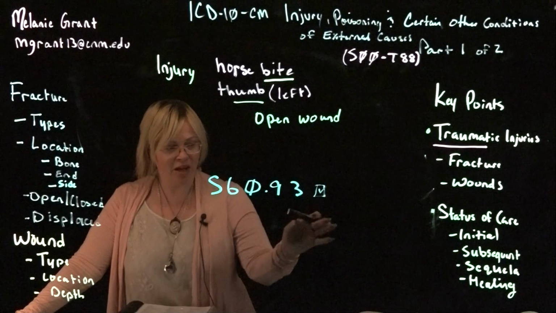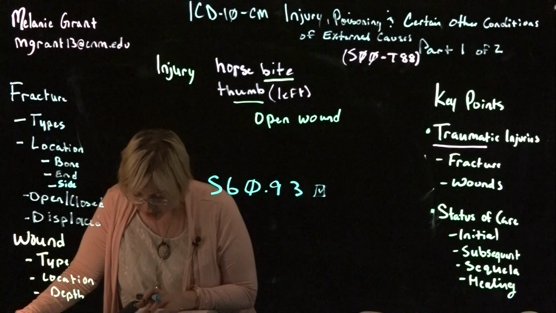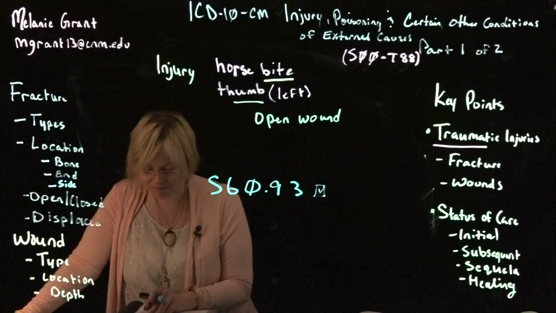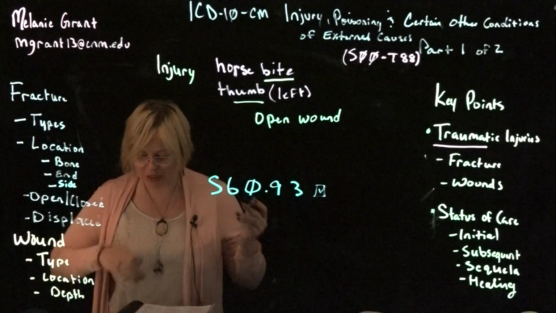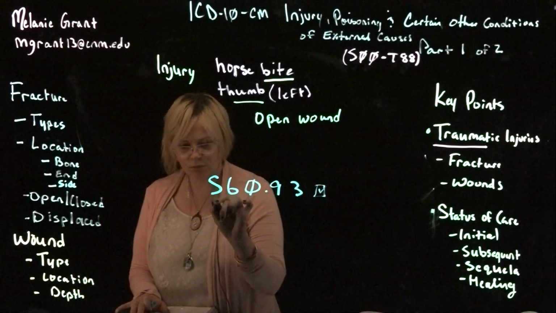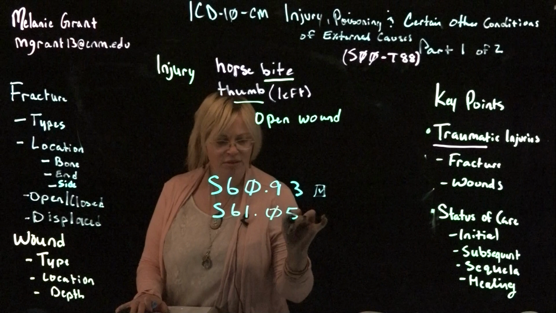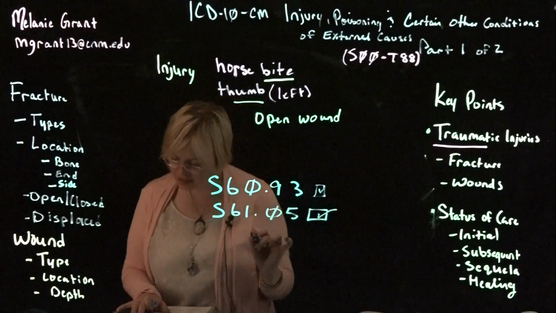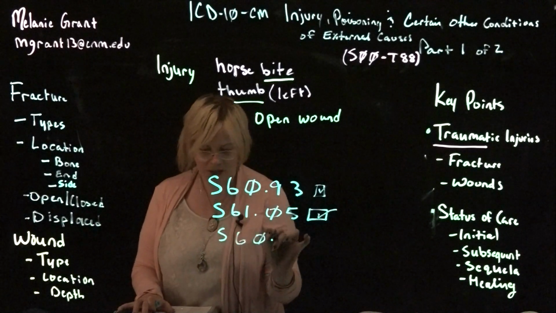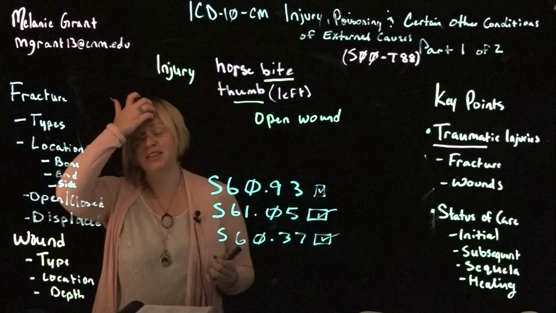S61.05 check mark, or bite thumb with, and it gives me damage to the nail. It gives me bite thumb superficial, not elsewhere classified, S60.37, and insect. So I'm going to write 3 codes here. I have the first one that we found, which was injury to the thumb. I have the next one, which is bite to the thumb, S61.05 check mark. And I have the third one, which is superficial, not elsewhere classified, S60.37 check mark. Okay. So there's 3 options that the alphabetical gave me.